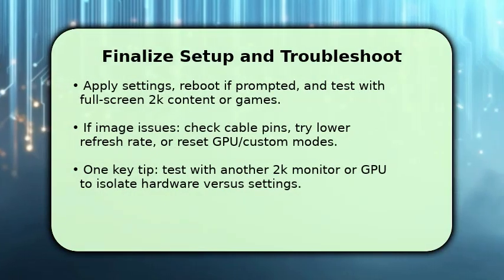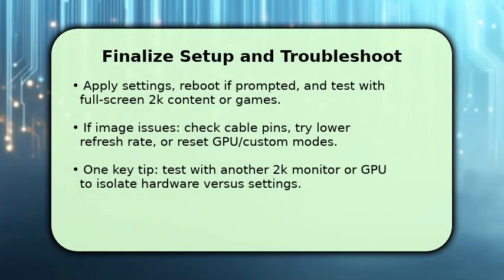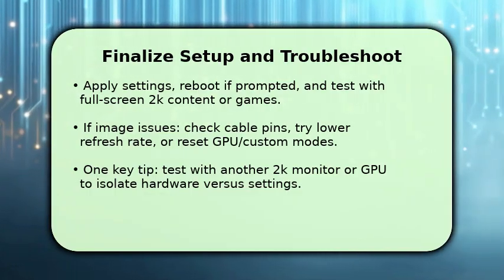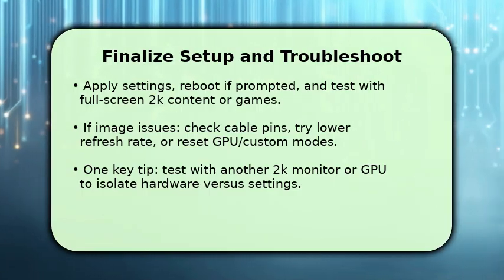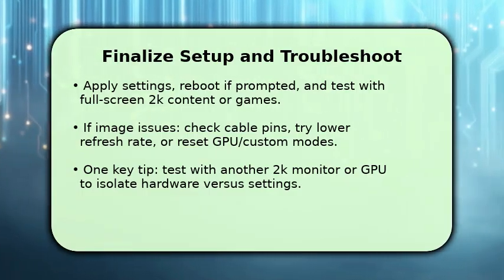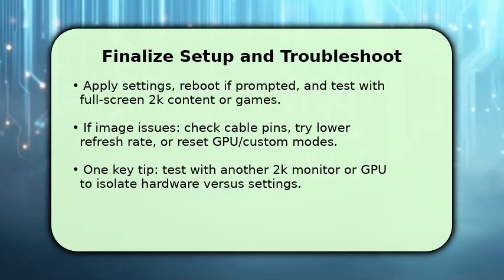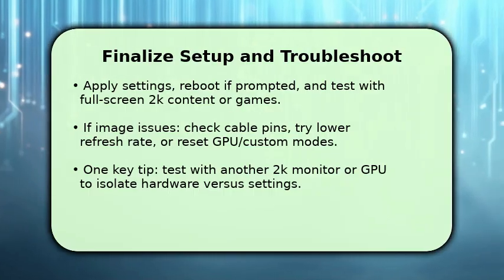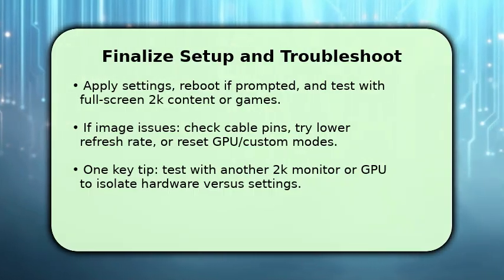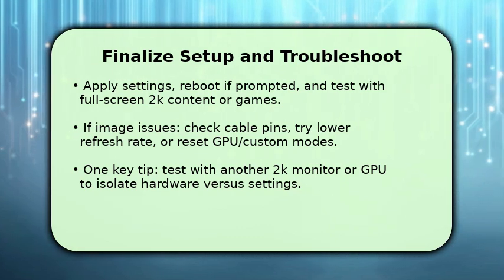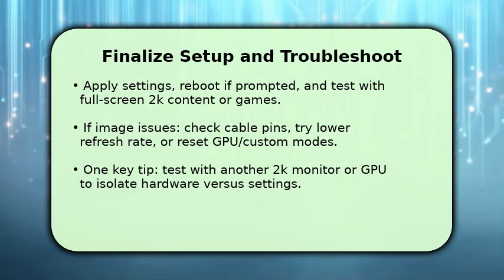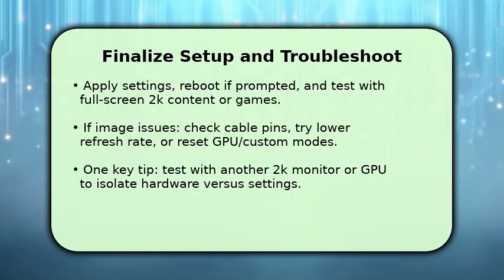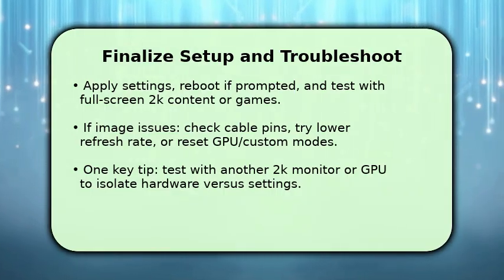Finish by applying the new resolution and testing using native 2K content or a game running full screen. This proves true output. If the image has tearing, black bars, or incorrect scaling, make sure the cable and ports are intact, try a lower refresh rate, or remove and recreate the custom mode in the GPU driver. Once done, reboot to lock settings. If problems persist, test with a different 2K monitor or GPU to isolate whether the issue is the display, the cable, or the graphics card.